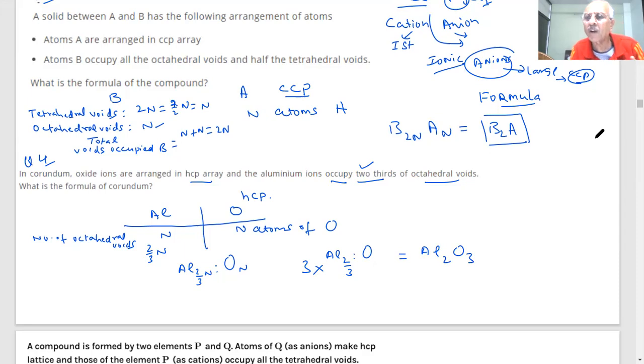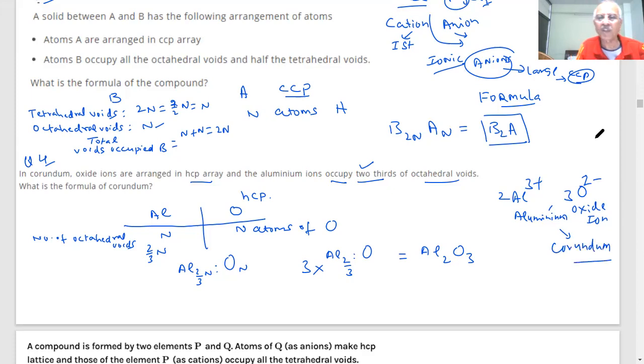This is the ore of the aluminium. You already know that aluminium exists as a 3 plus ion, and this is our oxide ion. This is corundum, the name of the ore of aluminium. Even without doing it, I knew the formula, because corundum is the ore of aluminium, Al2O3. So we must get the same formula.